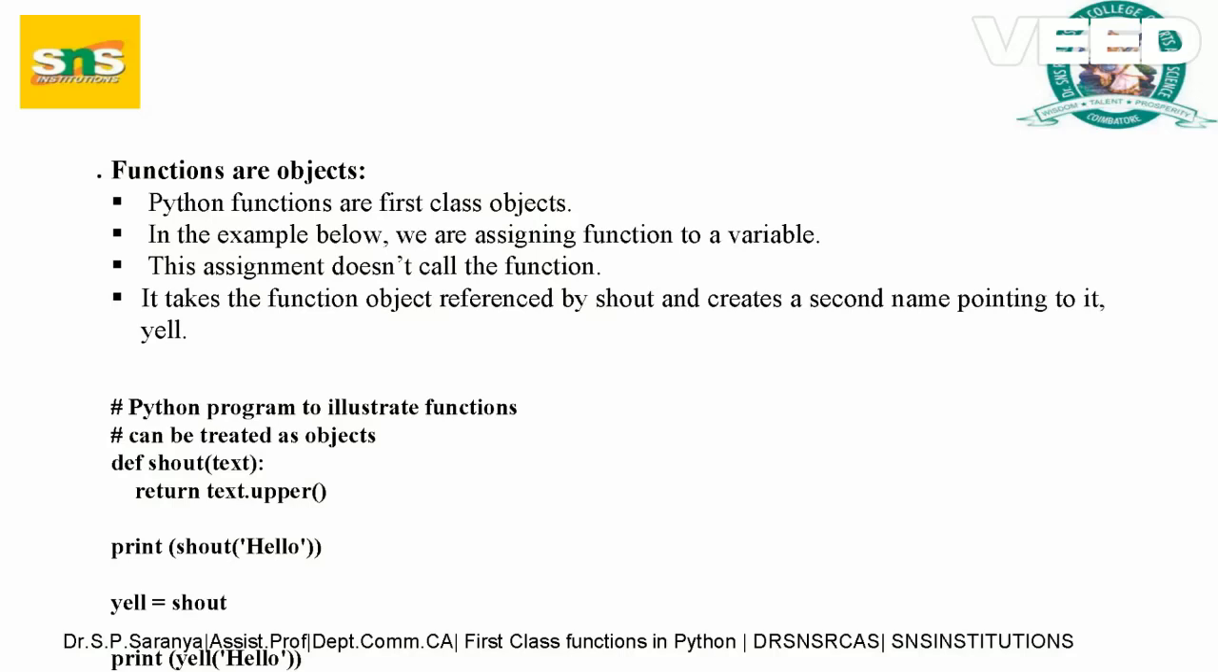For example, we define shout of text, which returns text dot upper. Then print shout hello within quotes, and assign L equal to shout. Print L, and it also displays the hello value.